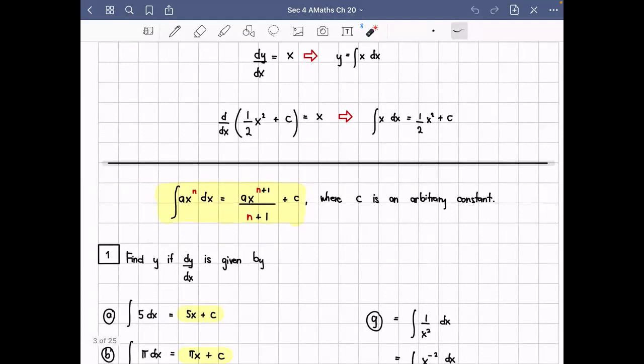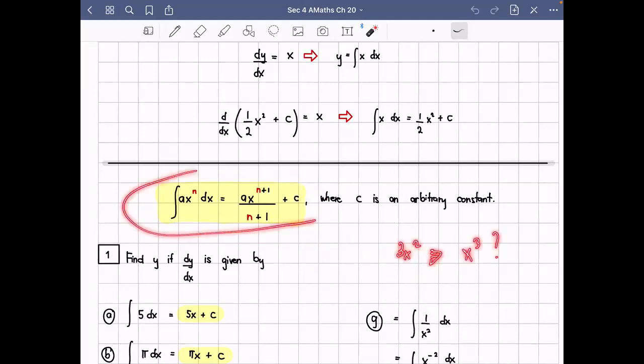So this is the first rule. This is like the opposite of the power rule. Before, in differentiation, let's say you have x cubed, we know that the derivative of this is equal to 3x squared, right? Now, what if we're given 3x squared? How do we go back to x cubed? How do we go back there?